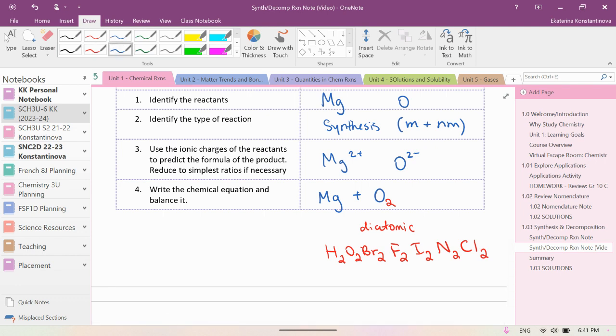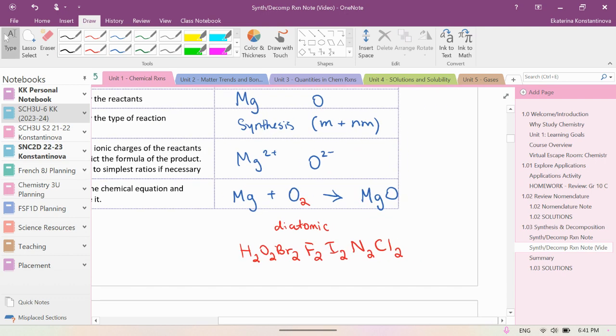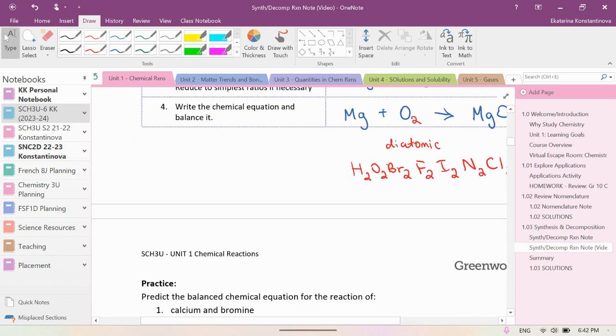Now the magnesium is going to react with the oxygen, and remember this is synthesis, so it's going to produce magnesium oxide. Double check, did I write my formula correct for my product? Well, magnesium is charge of 2 plus, oxygen is charge of 2 minus. You get Mg2O2 when you crisscross your charges, and then you can simplify it to MgO. That is because we have a common factor of 2.